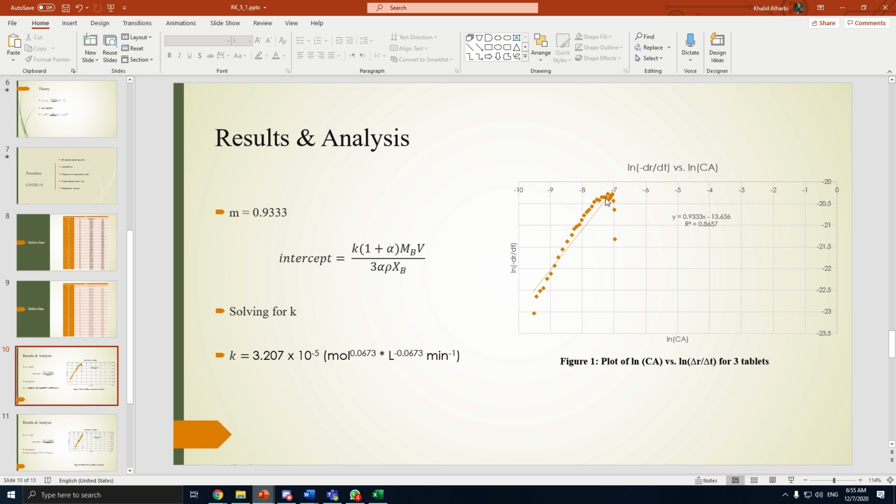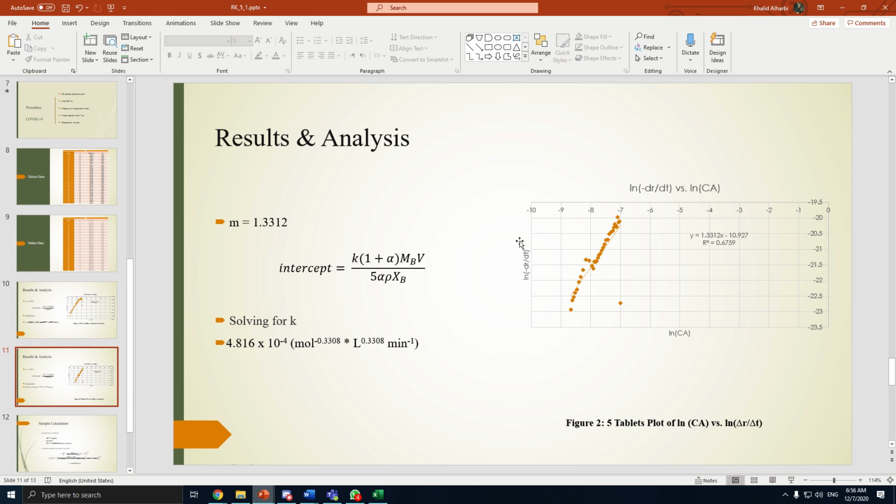to give a straight line that is best fitted by a line with a slope that is equal to the reaction order, and an intercept that can be used to find the value of k using the following equation. This equation has one unknown only, which is k, that can be used to find the value of the combined mass transfer and kinetic rate constant. Now this is done for 3 tablets and 5 tablets.